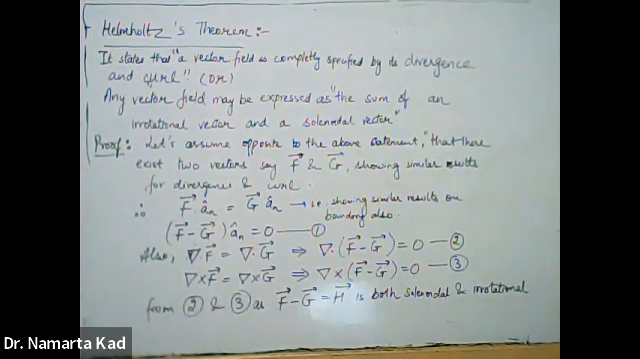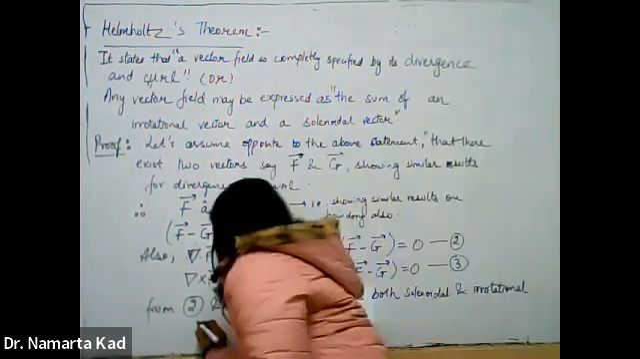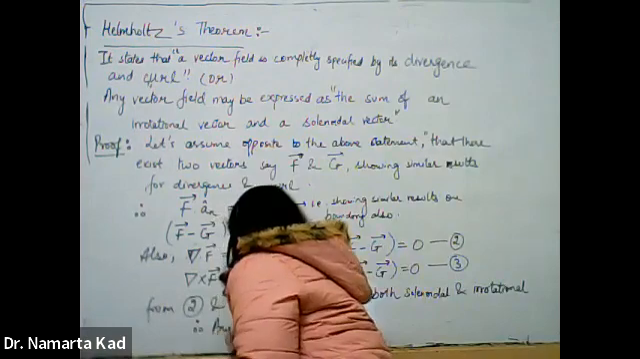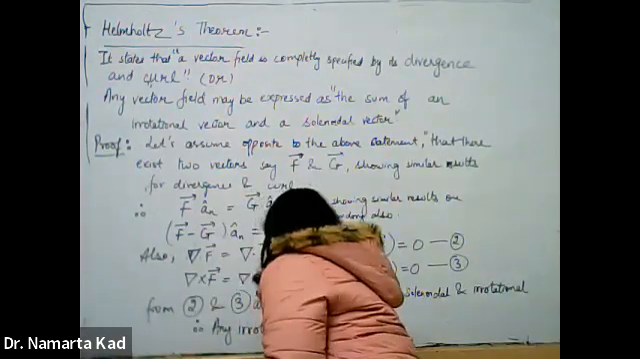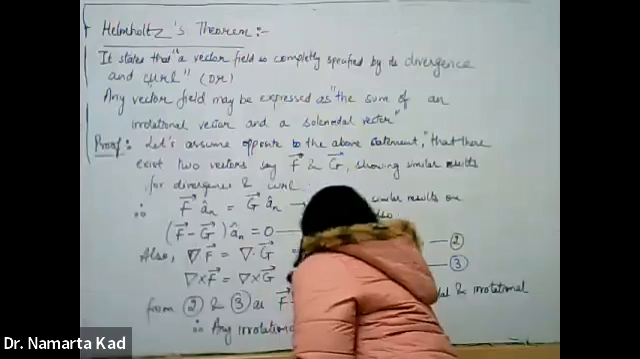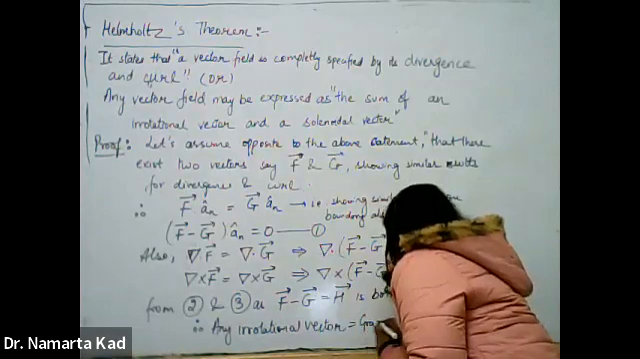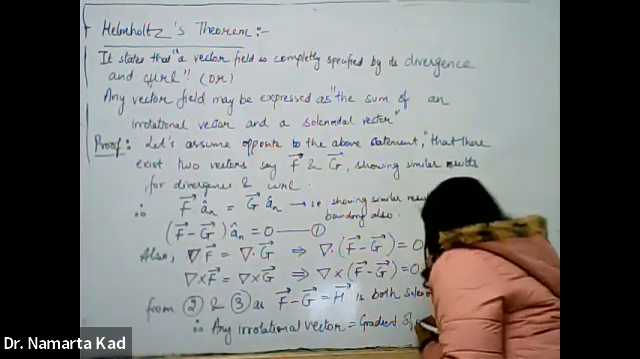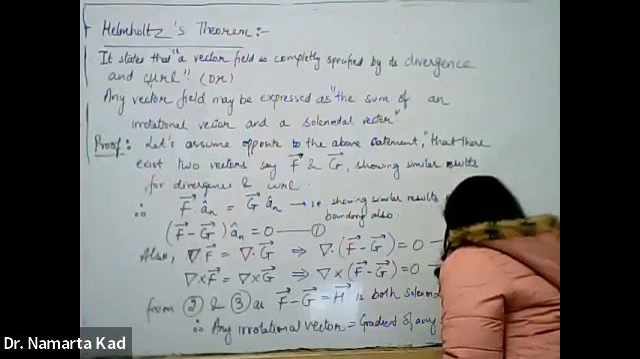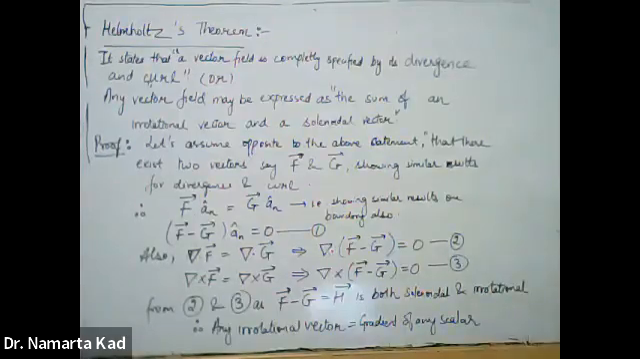Therefore, any irrotational vector can be written as the gradient of some scalar field. This we have done in the identity. Any irrotational vector is equal to the gradient of some scalar. It can be represented like this: any irrotational vector is equal to the gradient of a scalar field.